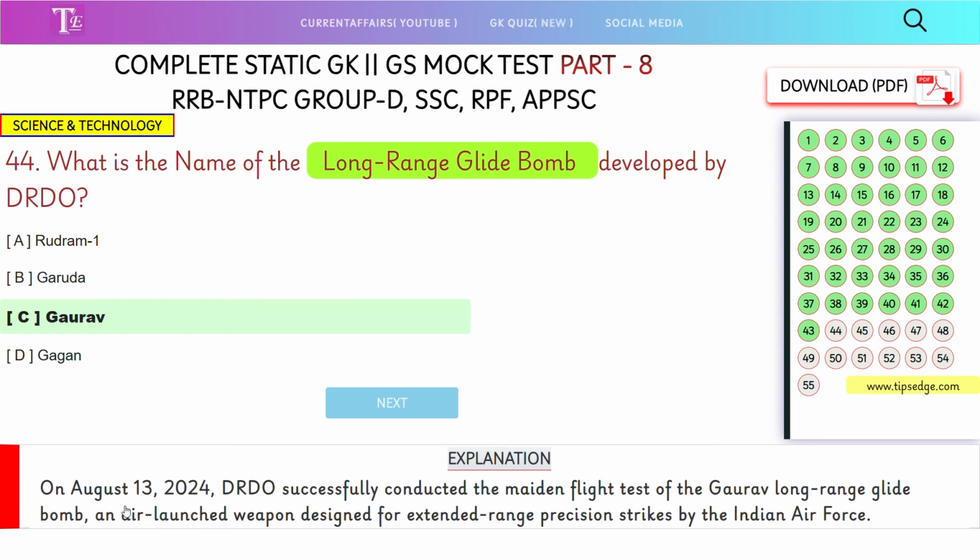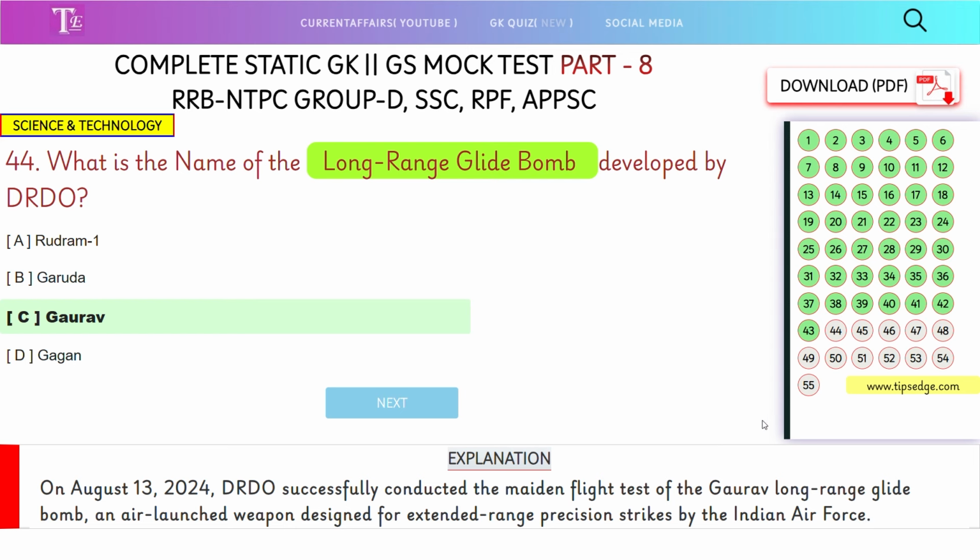On August 13, 2024, DRDO successfully conducted the maiden flight test of the Gaurav long-range glide bomb, an air-launched weapon designed for extended range precision strikes by the Indian Air Force.